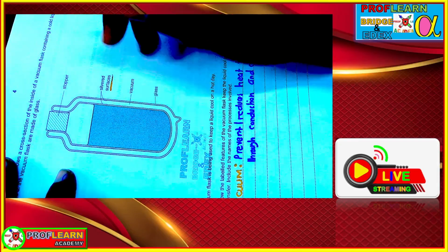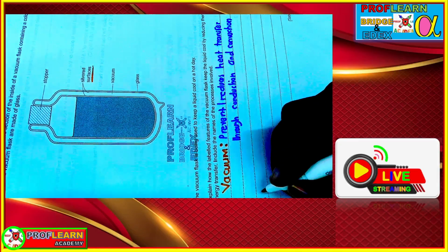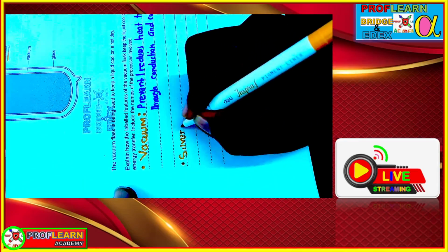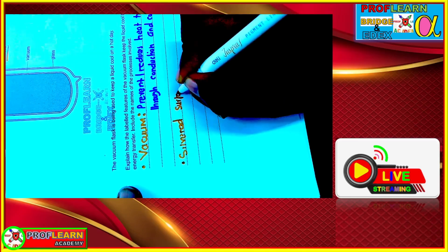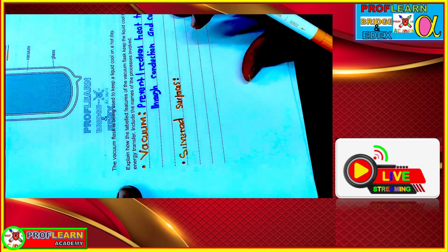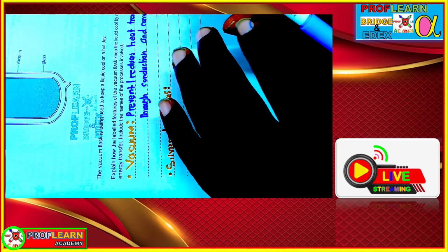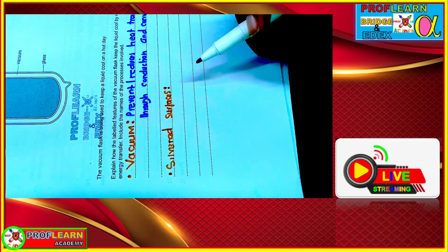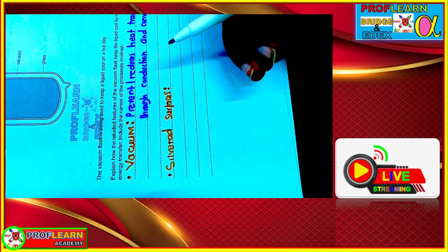They are silvered. They are shiny. So we can talk of silvered surfaces. Which mode of heat transfer are they used to prevent? They are used because shiny and silvered surfaces are going to reflect the radiation. So this is going to prevent heat loss through radiation.